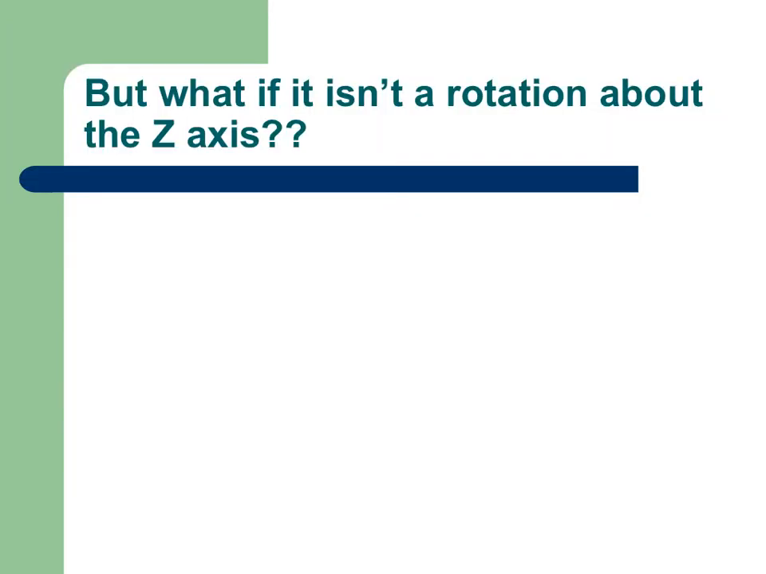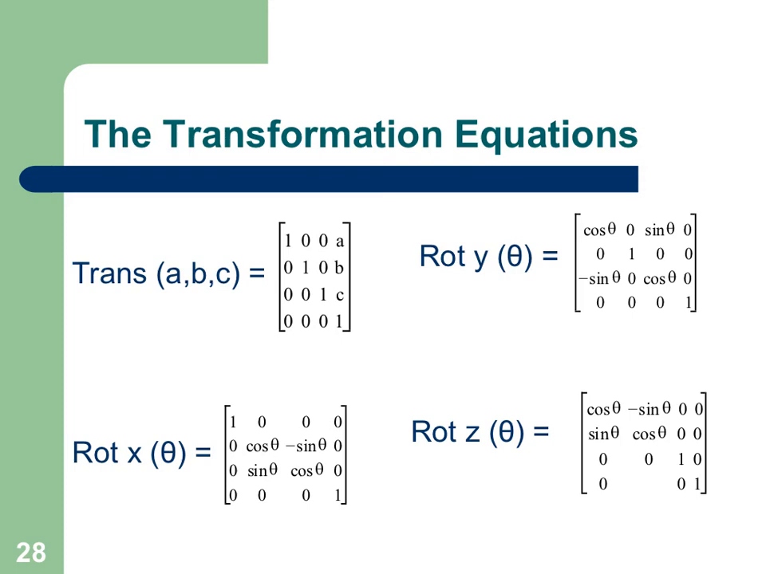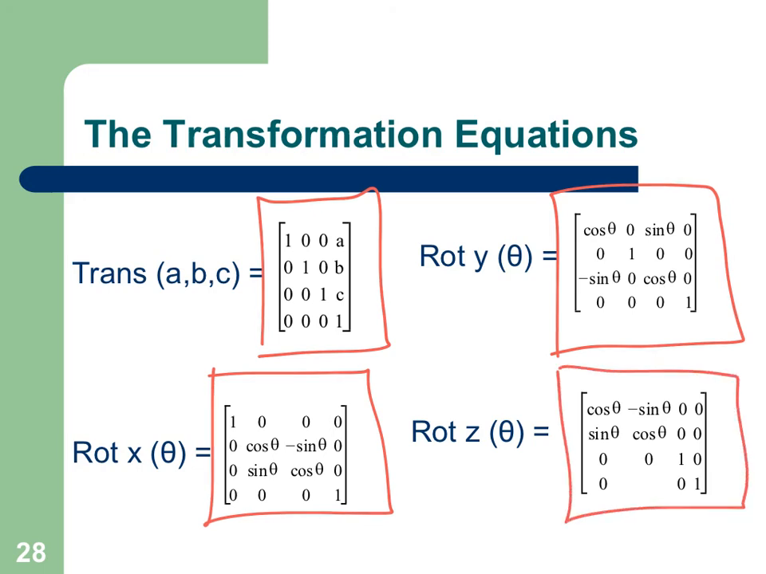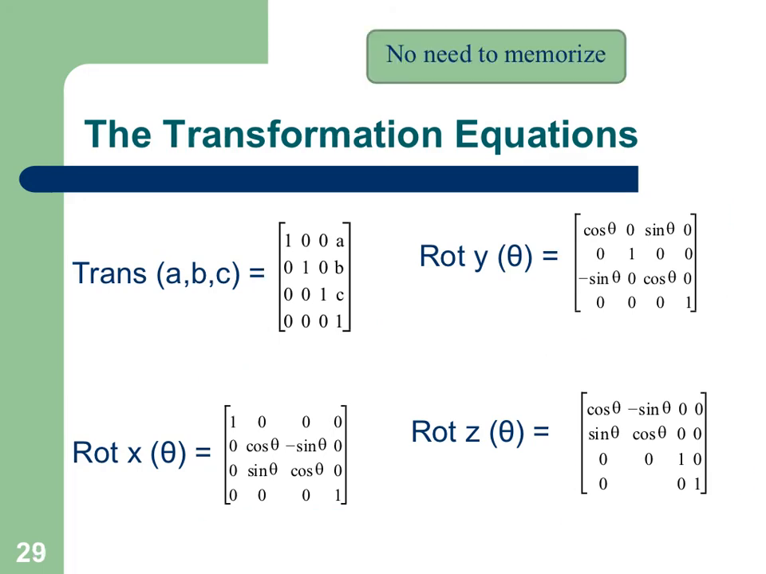That's great. Of course, presumably the question you have now is what happens if it's not a rotation about the Z-axis. And it turns out that there's a generic transformation matrix for what if it's a rotation about the y-axis, what if it's a rotation about the x-axis, and of course here's our original one for the translation matrix, and here's our z. Now, I'm not going to make you memorize these. You absolutely don't have to memorize these. You probably have already memorized the translation one.